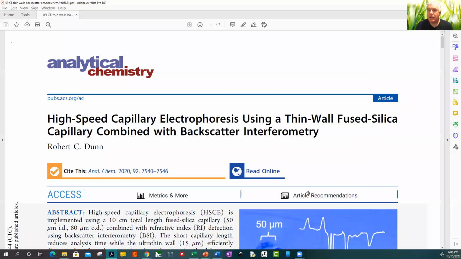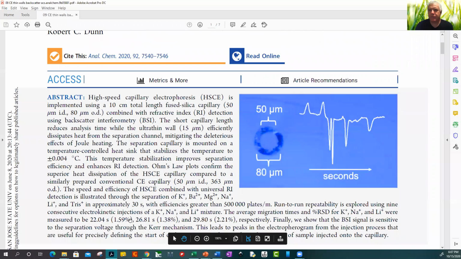Let's see. All right. So I wanted to talk a little bit about backscatter interferometry today because it's the detection method used in this capillary, right? And you'll notice that it's a very small capillary, right? And somehow he gets this signal out of it, right? And the signals are weird because some of the peaks go up and some of the peaks go down, right? And so what backscatter interferometry is doing is it's measuring the refractive index in the capillary.